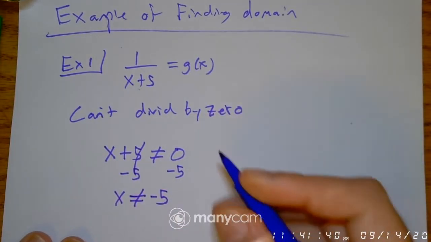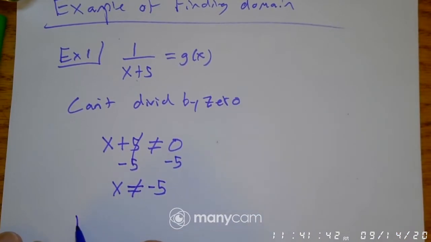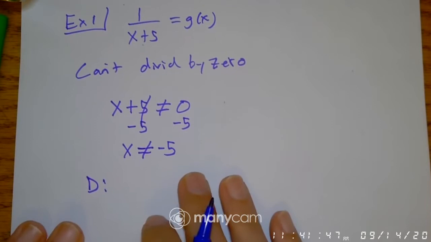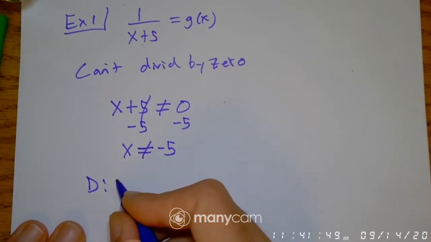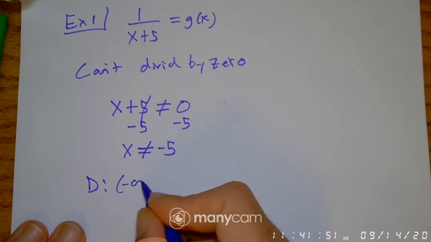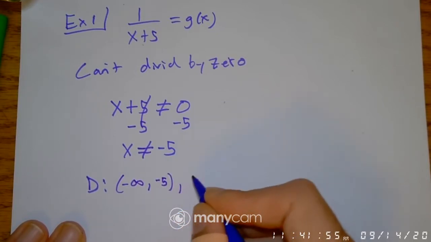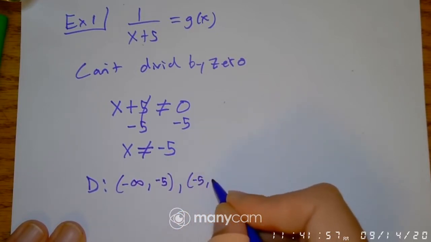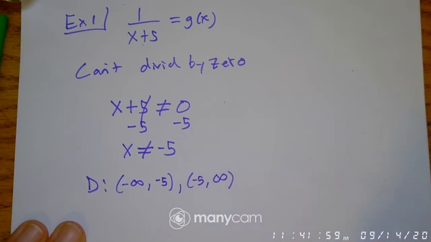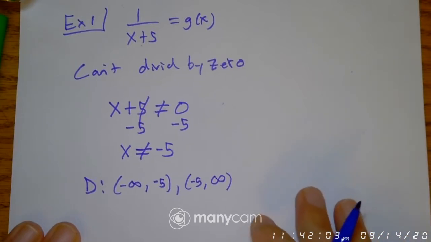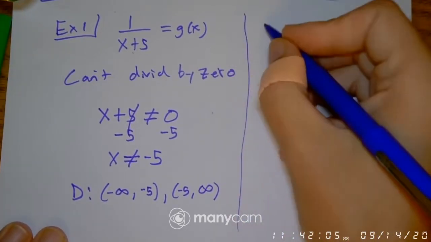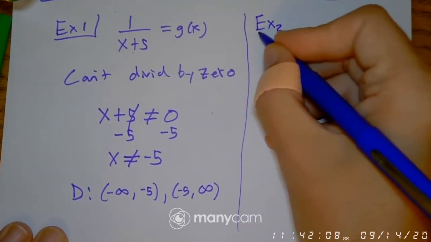So boom. The domain for this is, now if I'm going to write this in interval notation, I would write it like this. I would say negative infinity to negative 5 and negative 5 to infinity. Okay. So here's example 2.